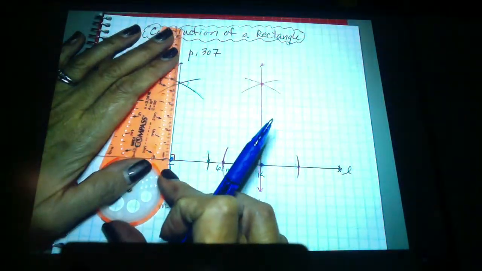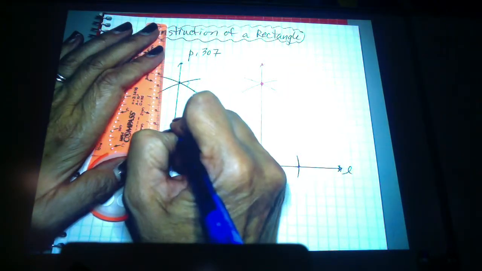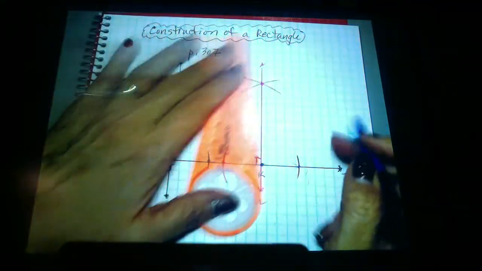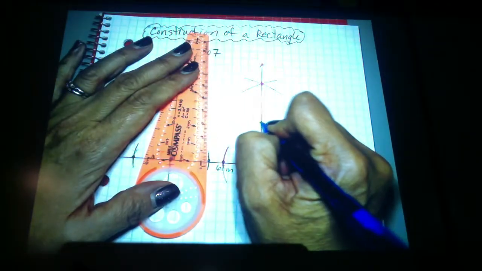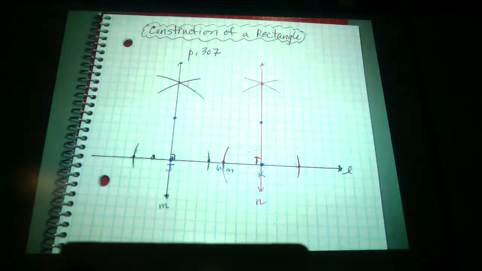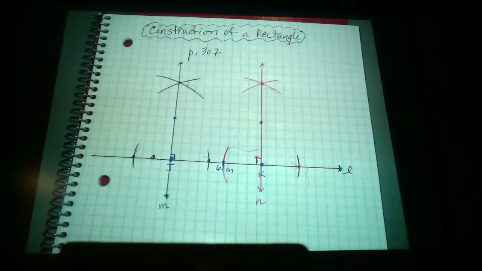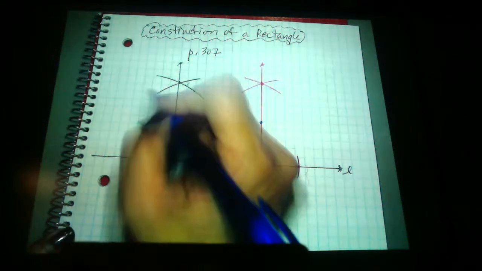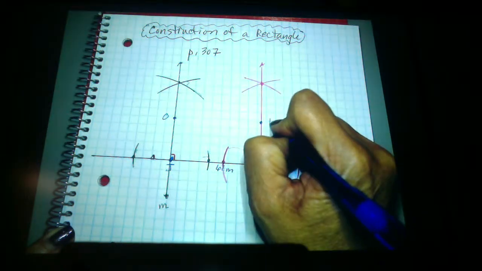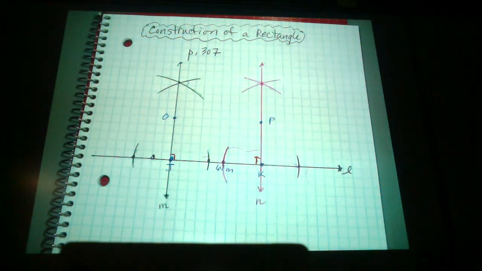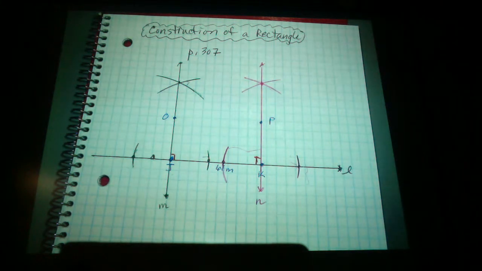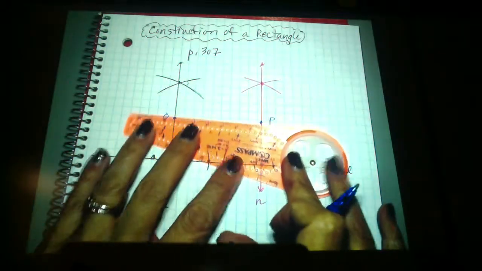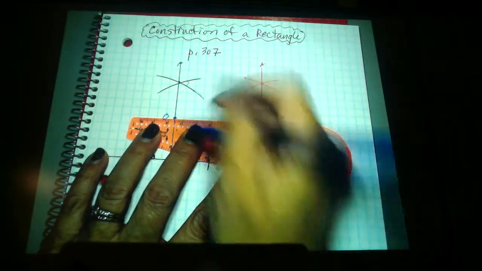So from J, I'm going to mark a point right here. And then from K, I'm going to mark a point right here. These points are O and P. So this is point O, and this is point P as in Paul. Then you are to connect O to P, so step 3, draw O to P. With a straight edge, of course.